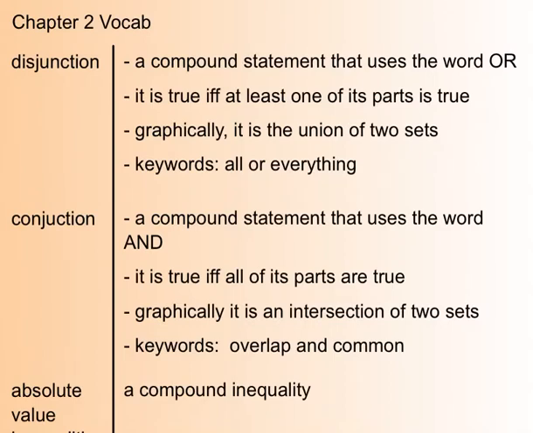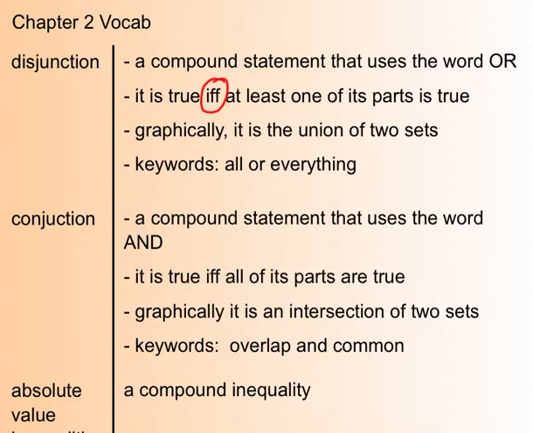Our first one is a disjunction. This is a compound inequality that uses the word or. And you will literally see the word or in your statement. You'll have two inequalities with the word or in between them. And it is true if and only if, hopefully you guys have seen that abbreviation before, at least one of its parts is true.